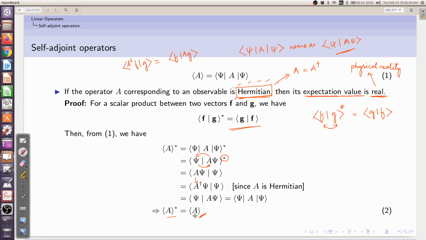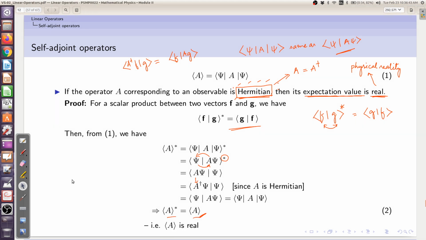So if the conjugate of a number is equal to the number itself, then that number must be a real number. Okay, so this shows that if I have an operator which corresponds to an observable, then we want the expectation value to be rooted in physical reality. That means it must be real, and for this to be real, it must be Hermitian. Okay, so this is the reasoning behind why we expect quantum mechanical operators to be Hermitian.